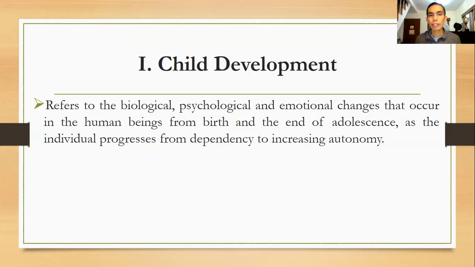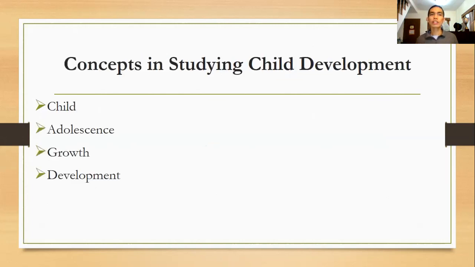It refers to the biological, psychological, and emotional changes that occur in human beings from birth to the end of adolescence, as the individual progresses from dependency to increasing autonomy. When we talk about child development, I believe that every person, even those with mental deficiency or physical impairment, develops every day. The question is whether that development is normal. There are four concepts in studying child development.